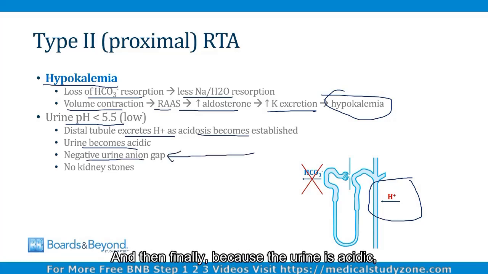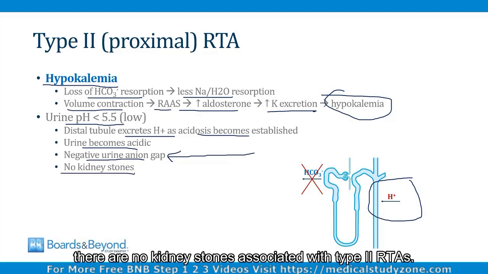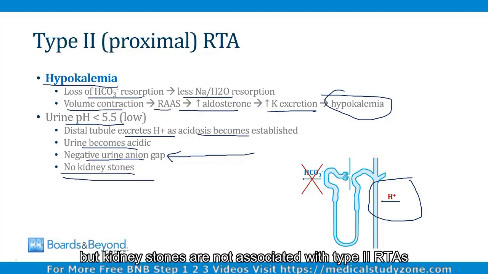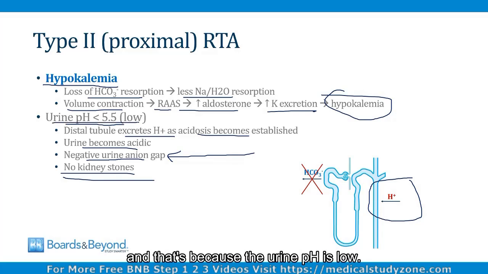And then finally, because the urine is acidic, there are no kidney stones associated with type 2 RTAs. As we will see with other RTAs where the urine becomes alkaline, those patients develop lots of kidney stones. But kidney stones are not associated with type 2 RTAs, and that's because the urine pH is low.